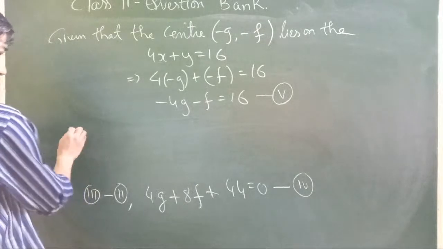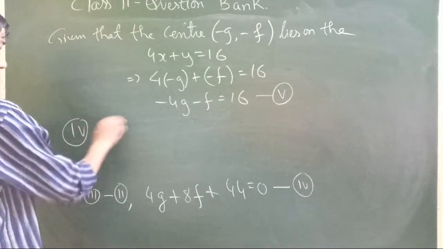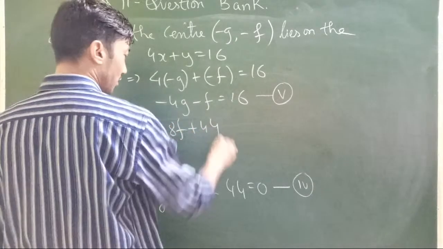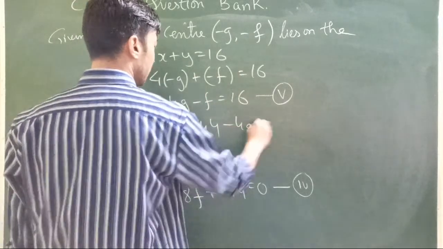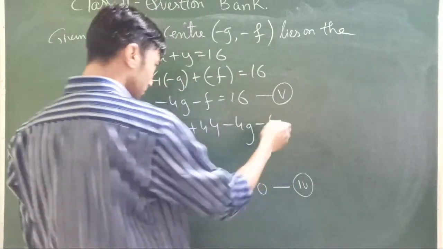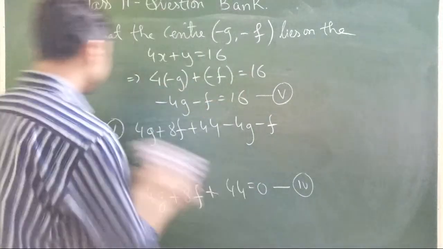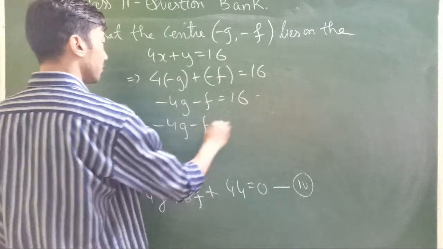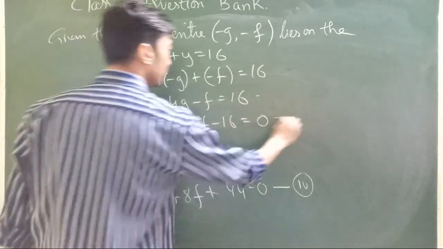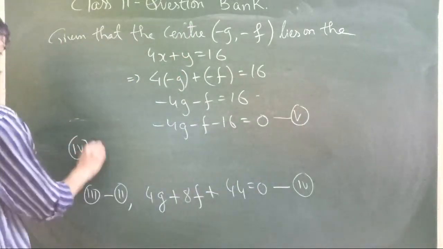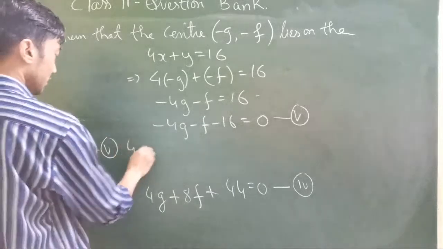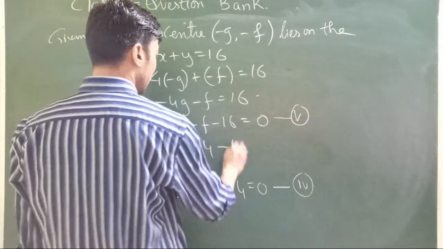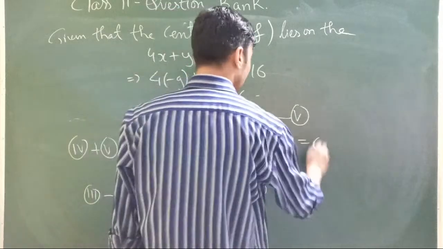So now what I can do is, I'll just add equation 4 and 5. So that will give me 4g plus 8f plus 44 plus minus 4g plus minus f. I'll just write this as 4g minus f minus 16 so that there is not a big confusion. I'll just arrange the equation only. 4g plus 8f plus 44 addition, so minus 4g minus f minus 16 is equal to 0.